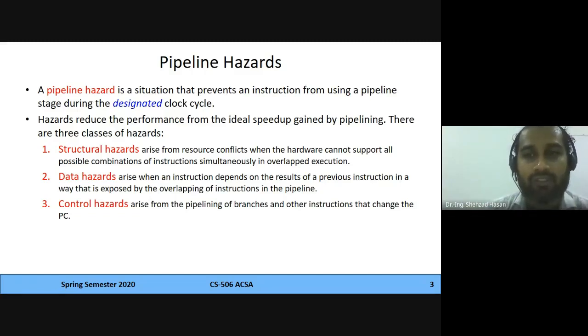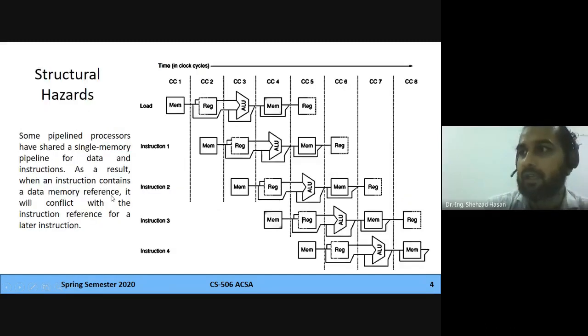So those instructions which are in the pipeline have to be removed from the pipeline, and obviously in that case also you're going to lose some cycles. So in all these three cases, we are unable to start the new instruction from a new cycle, right? So I'm going to start with structural hazard and give some example on that.